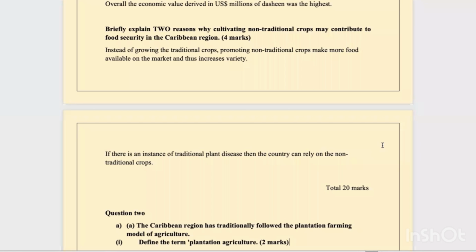Instead of growing the traditional crops, promoting non-traditional crops makes more food available on the market, increasing the variety of food on the market. Secondly, what happens if there is an outbreak of a plant disease in the traditional crops, right? That could result in decline in yields of the traditional crop. If this happens, then the country can switch to a reliance on the non-traditional crops. That makes us more secure.